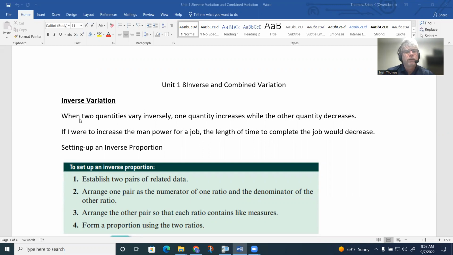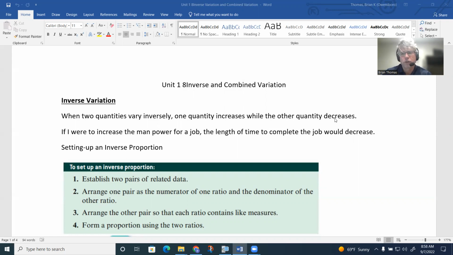With inverse variation, to say they vary inversely, what we mean is one quantity is going to be increasing while the other quantity is decreasing. A lot of times, like if you ride a bike and you're trying to get home, the faster you ride your bike, the shorter the duration it takes to get home. So the amount of time to get home actually decreases.